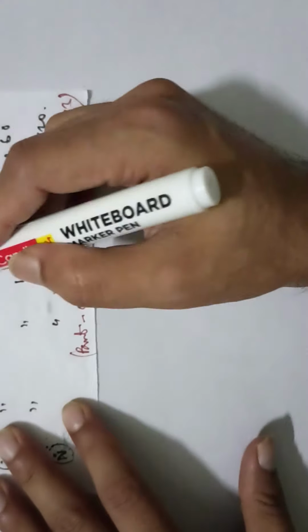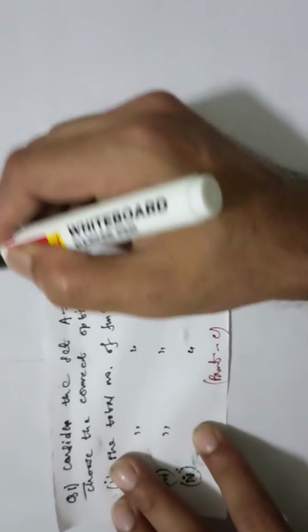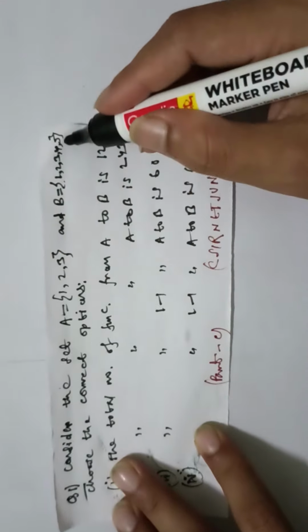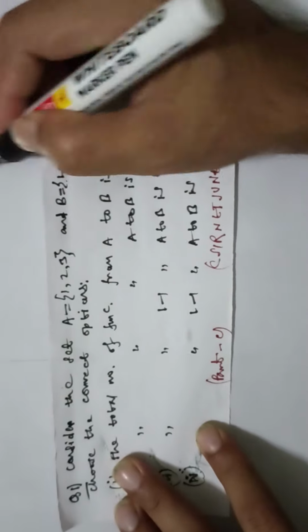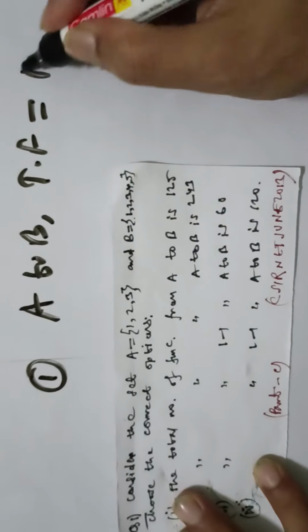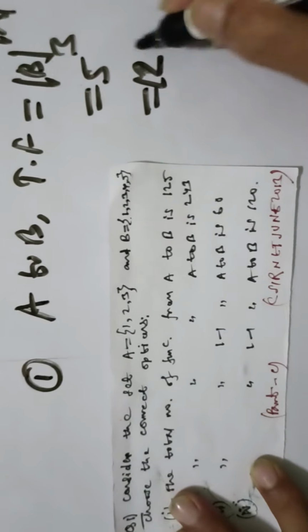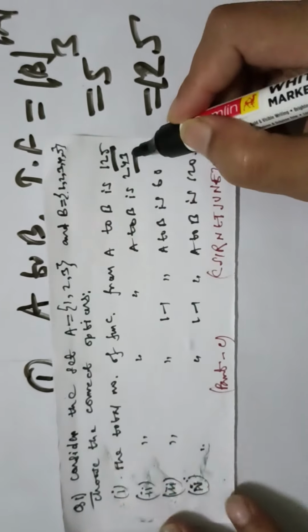Now using this concept there is a question in CSIR NET from June 2013, so I am solving this question. A has 3 elements and B has 1 2 3 4 5, so B has 5 elements. The question asks for the total functions from A to B. Total functions will be cardinality of B to the power cardinality of A, which is 5 cubed, 125. So option 1 is correct.